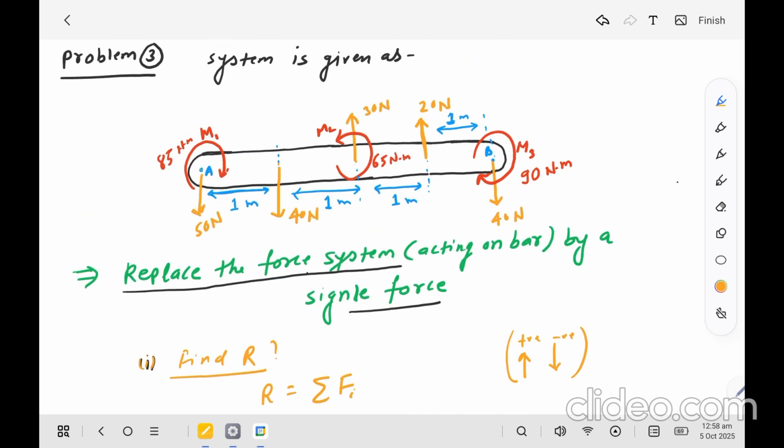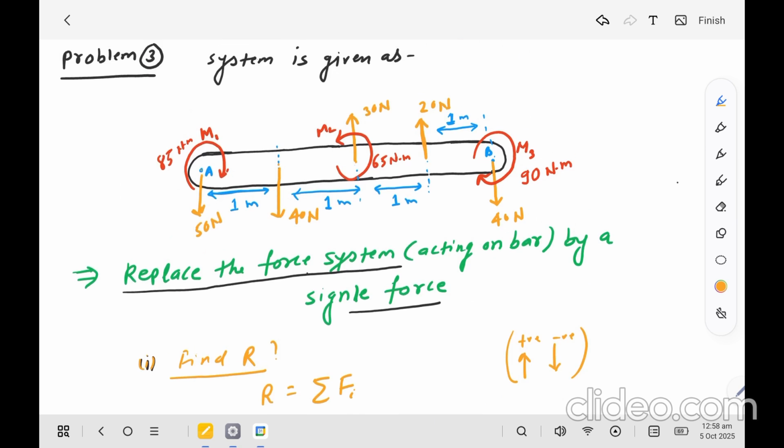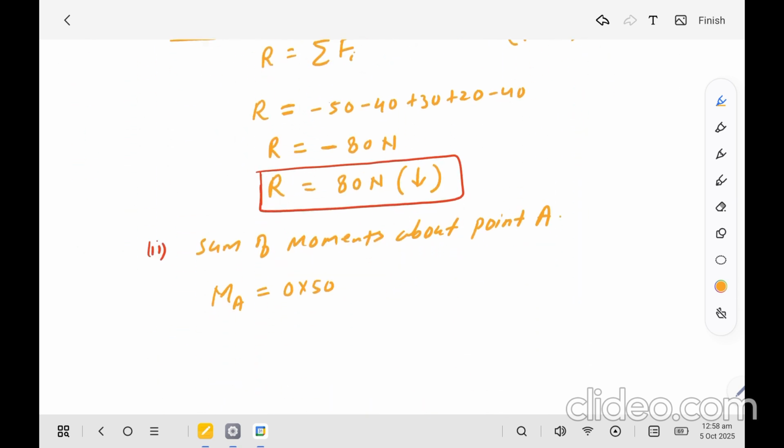So this moment, the moment of 50 Newtons about point A is 0. Okay, so I'm writing the sum about point A: 0 into 50, and then the moment, this is in clockwise direction, so minus, the value is 85.